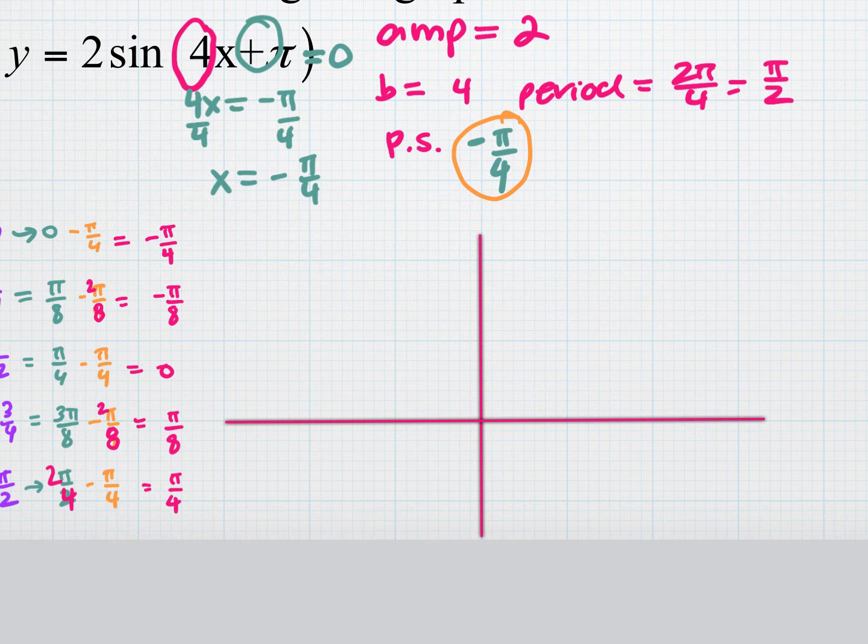So 0 is still a key point. That's in the middle. But then I've got negative pi over 8 and negative pi over 4. So if you work your way down, it would be in order from left to right. And then you've got positive pi over 8, and I've got positive pi over 4. Again, on a normal one, this would be really squished because the whole thing is happening from negative pi over 4 to positive pi over 4.